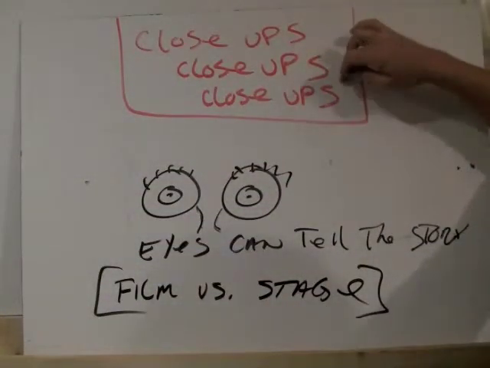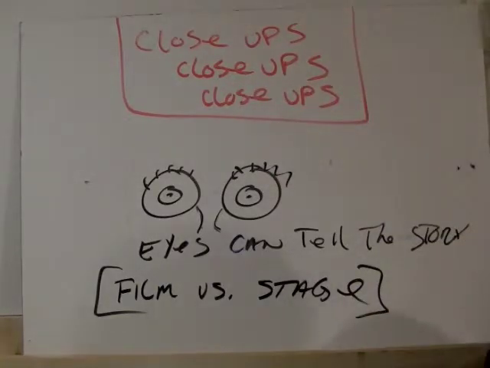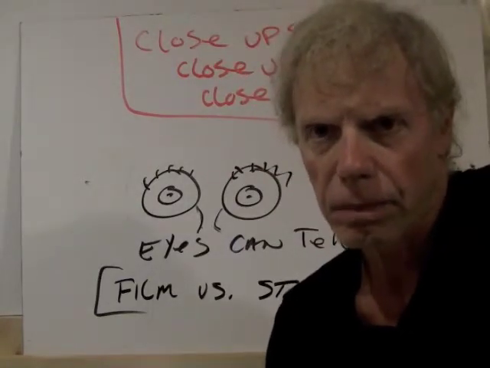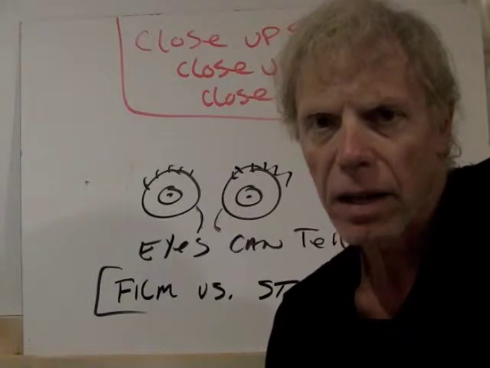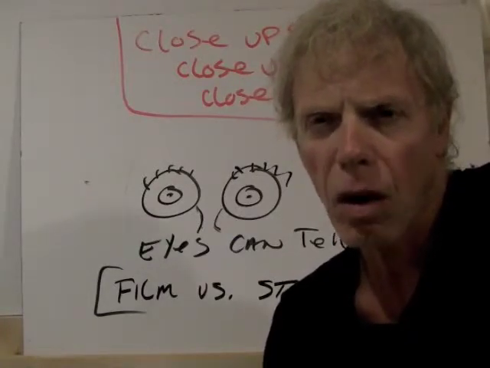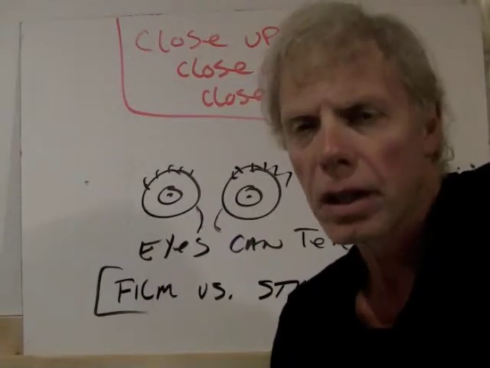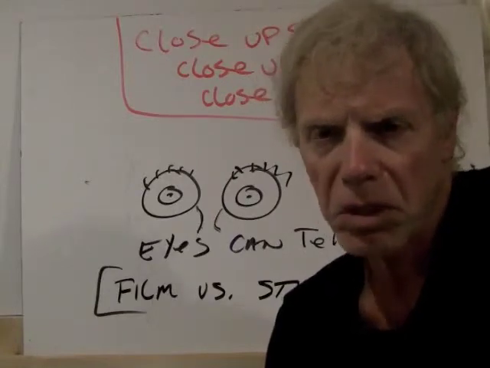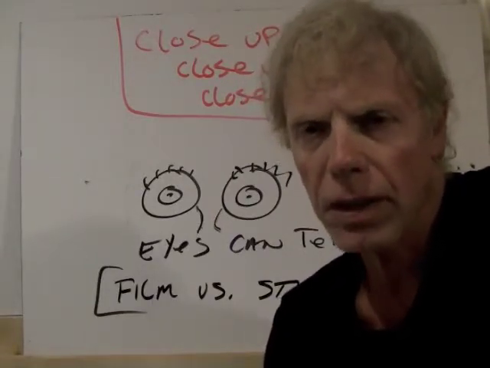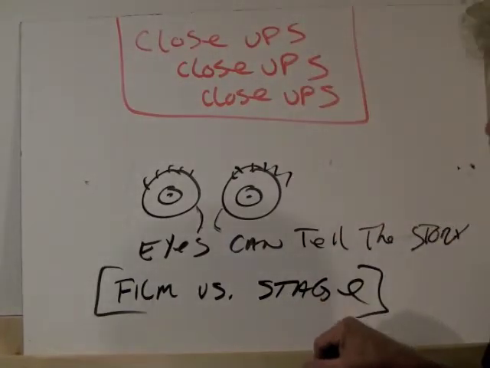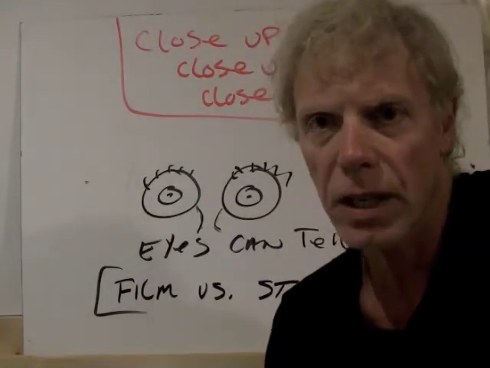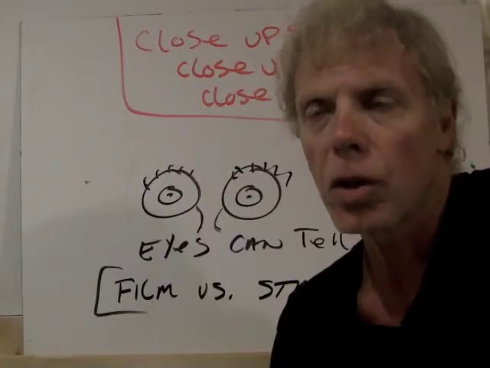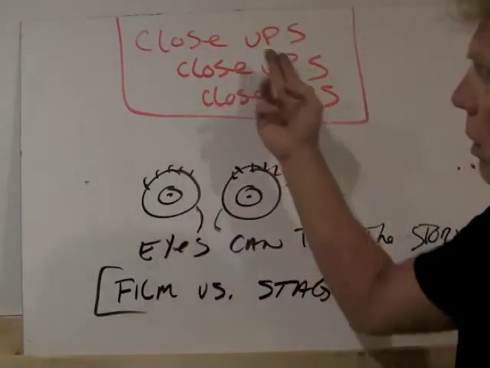Close-ups, close-ups, close-ups. Eyes can tell the story. Film versus stage: the power of the camera and the power of film is that the camera has the ability to bring the audience close and personal to the character. The emotion of the eyes, a slight tilt of the head, a smirk, something that you would never see in a stage setting. Simply filming a scene as if it were a play misses the point of the power of film. So never ever forget the power of the close-up.